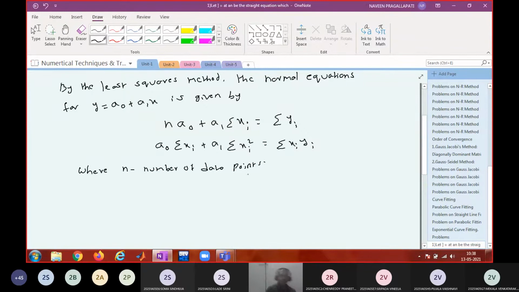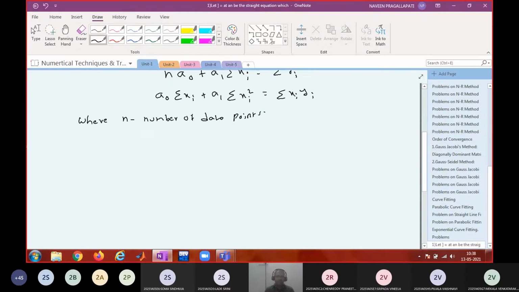Okay, so now what you have to do, you have to prepare a table. What should the table contain? The table should contain xi, yi, xi square, xi into yi. Am I right? And when you take each column sum, then you will get sigma xi. This column sum will give sigma yi. This column sum will give sigma xi square. This column sum will give sigma xi yi.